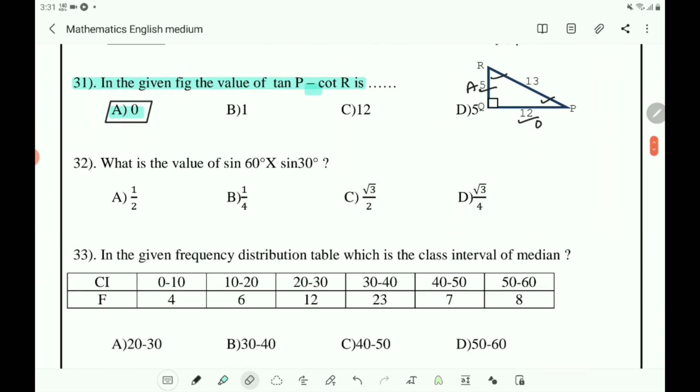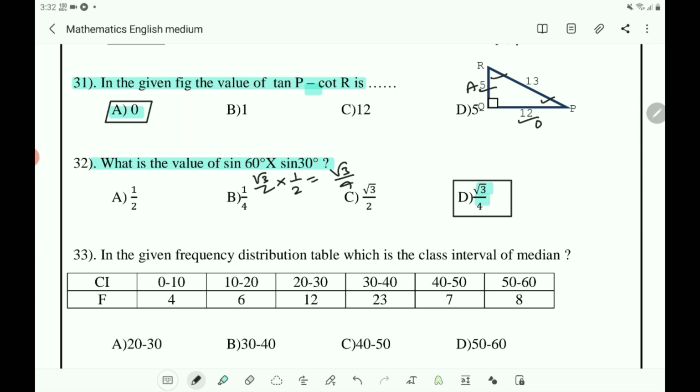Next you take question number 32. What is the value of sin 60 degree into sin 30 degree? Sin 60 you know that is root 3 by 2, into sin 30 is 1 by 2. So you will get root 3 by 4. Then what is the answer? Answer is option D, root 3 by 4.